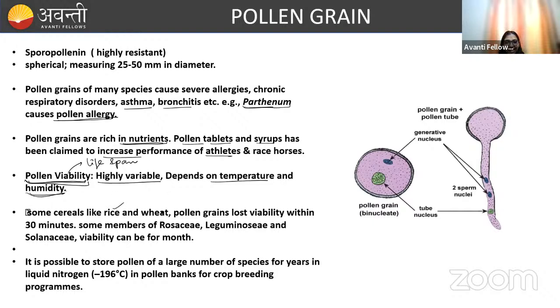In species like rice and wheat, the pollen loses its viability within 30 minutes. In some members of Rosaceae, Leguminosae, and Solanaceae, the viability can last for months. And we can also store pollen grains through cryopreservation in pollen banks for crop breeding programs.